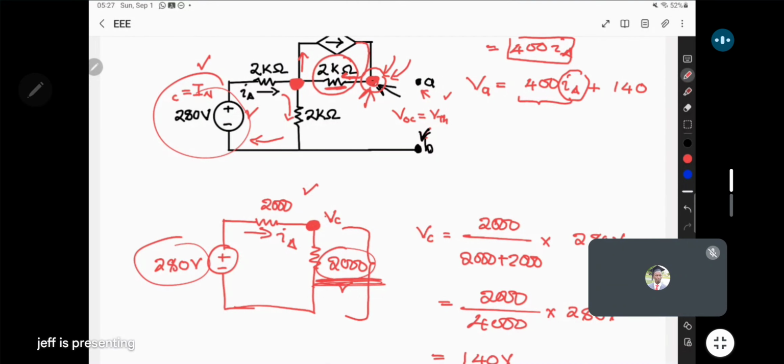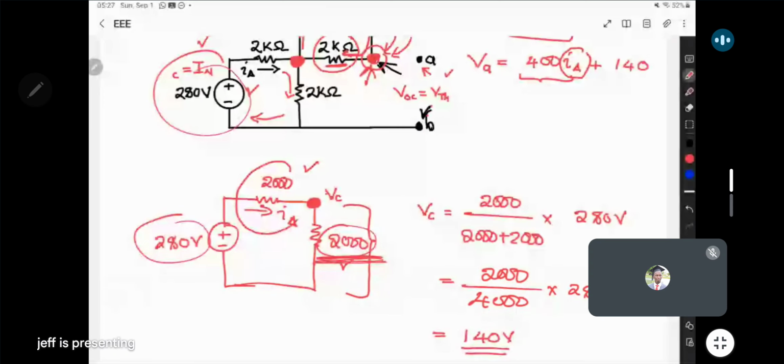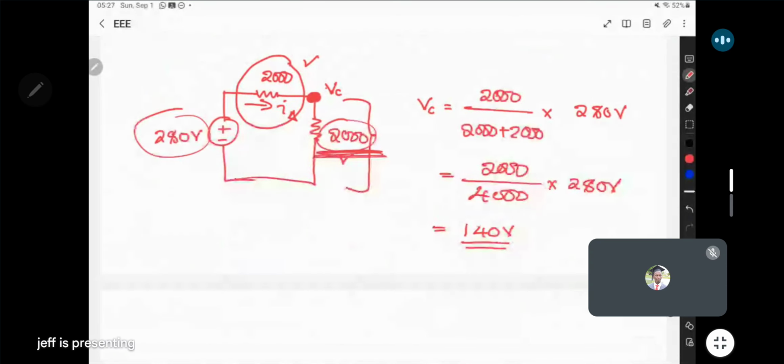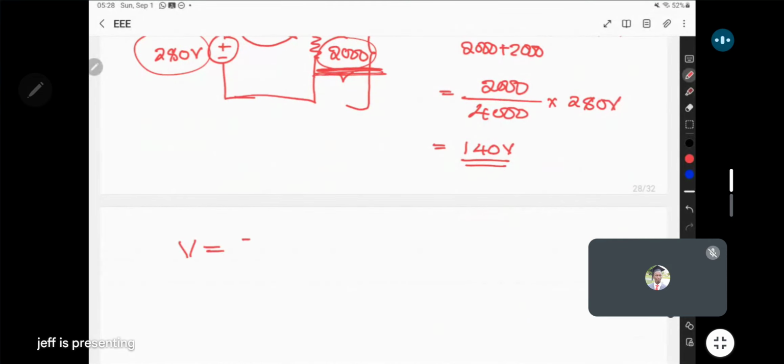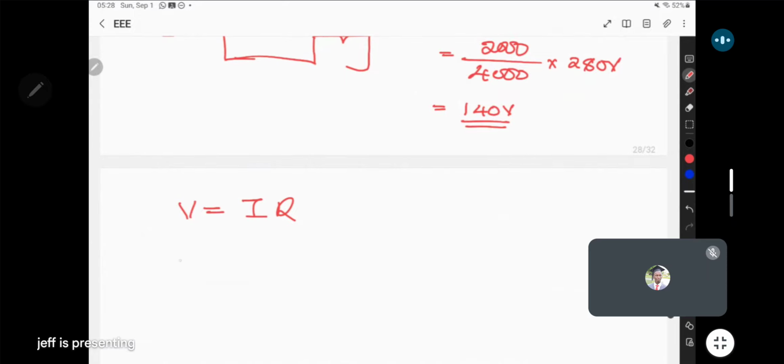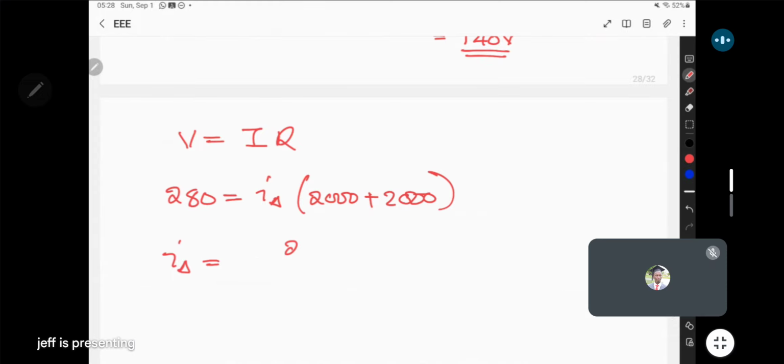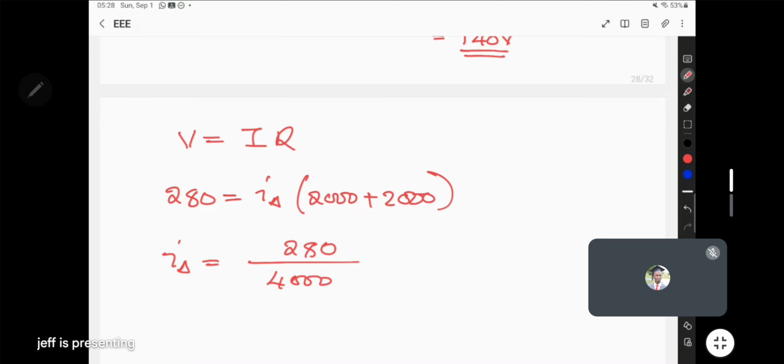So what will be I delta? I delta, we're seeing it is coming from here. So let's find what that current there would be. If you look at this circuit, to get the current passing there, we're going to use V equals IR. Here I will be I delta, and R will be the total resistance. V is the supply voltage, 280. Total resistance will be 2000 plus 2000, since they're in series. So now I delta will be equal to 280 divided by the sum there, which is 4000. So we have 0.07.